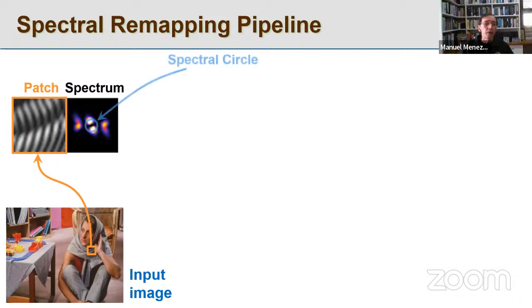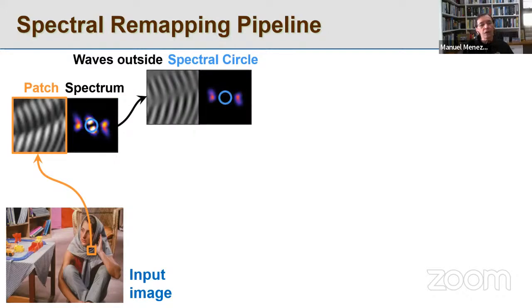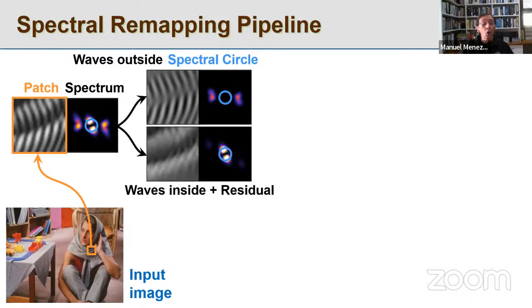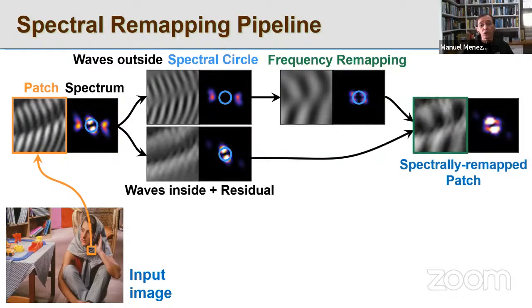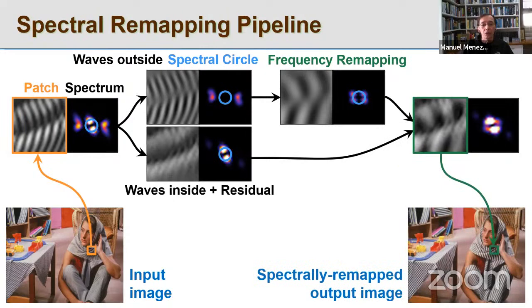So remember our spectral circle. By positioning the spectral circle, we can decide which of those components are outside of the spectral circle and which ones are inside or do not have enough energy to be worthwhile performing this remapping. Those other ones are considered residual. Once we have a decomposition like this, we can apply spectral remapping only to the waves that are outside the spectral circle. Once we've done that, we can recombine both results, reassemble the patch, and rebuild the image. So this is pretty much the pipeline.